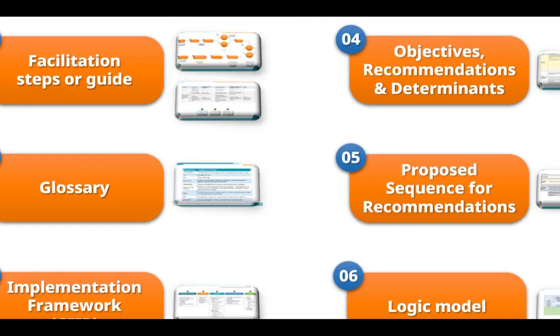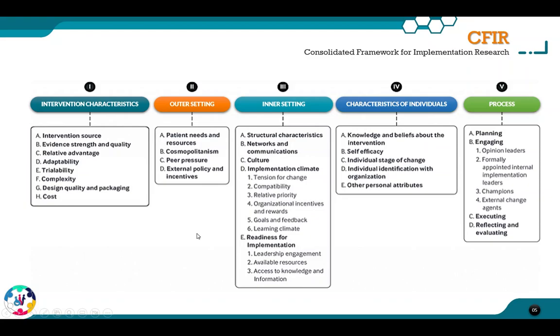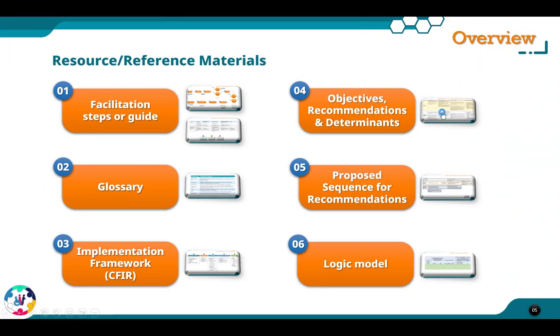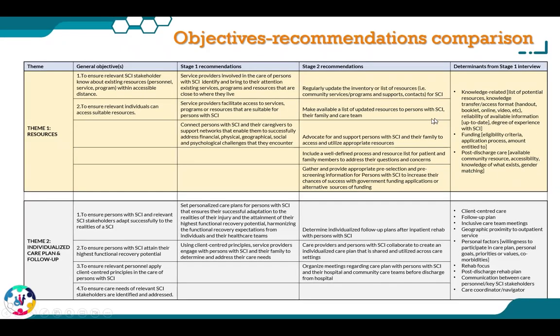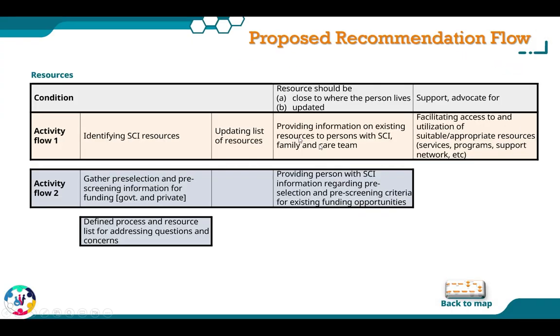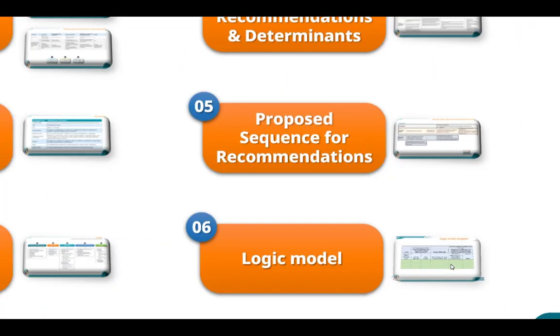The fourth resource is an implementation framework called the Consolidated Framework for Implementation Research, or simply, the CFIR. The resource highlights 5 domains to consider during the facilitation process. The fifth resource presents the objectives, recommendations, and determinants relevant to each working group. The breakdown of the recommendations and the suggested sequence they should follow is captured in the sixth resource. The seventh and last resource is a template to guide the team in generating a logic model as appropriate.